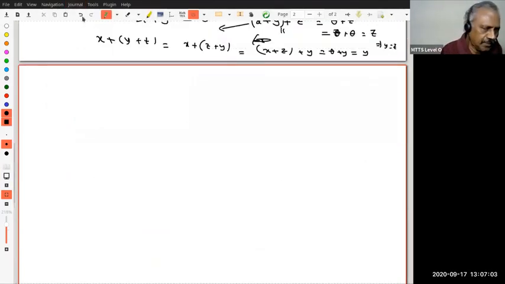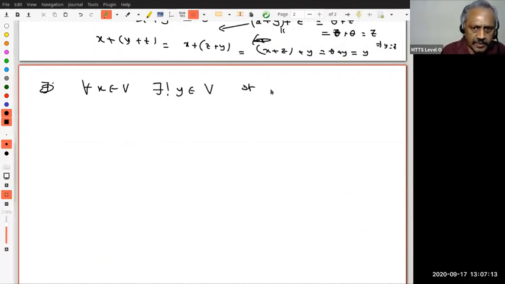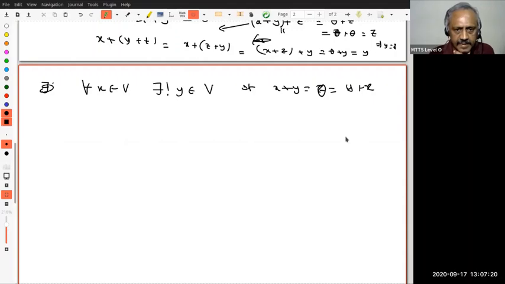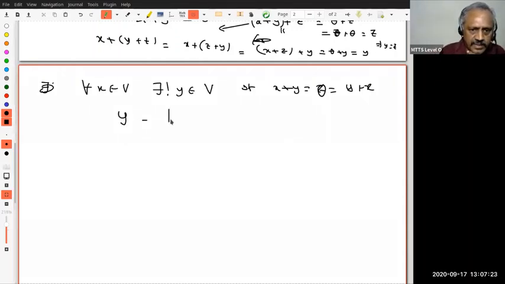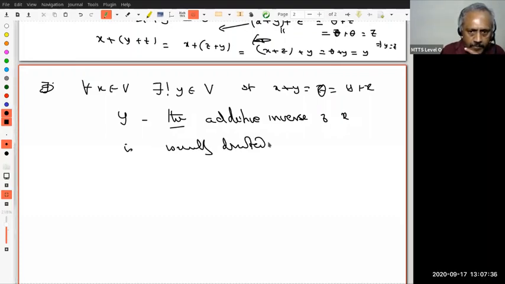Okay. So we have proved that for every x in V, there is a unique vector y in V so that x plus y equals theta. Of course, that's also equal to y plus x equals theta. This y is called the additive inverse, and is usually denoted by minus x. Notice that this is just a notation.